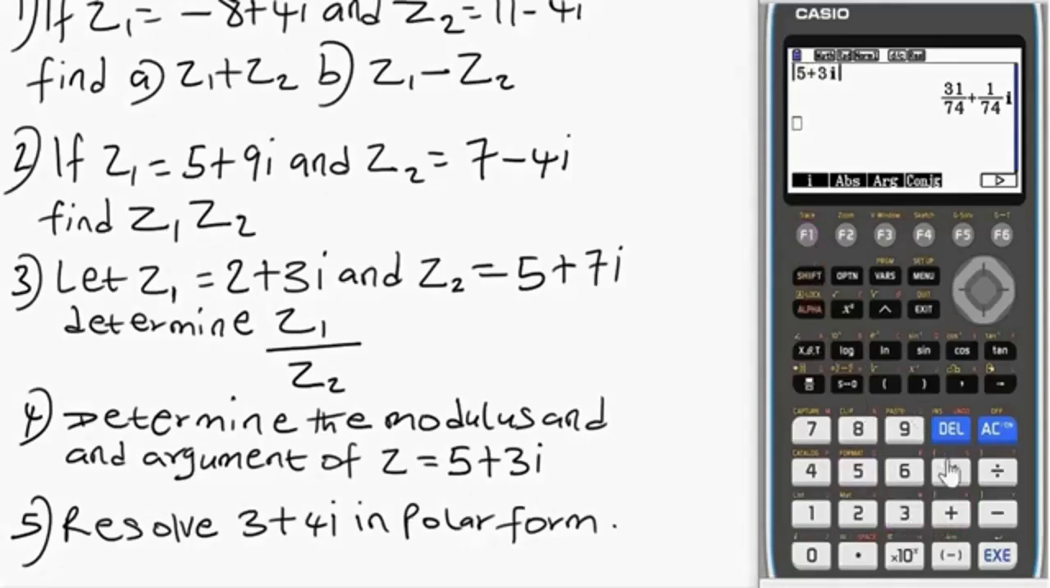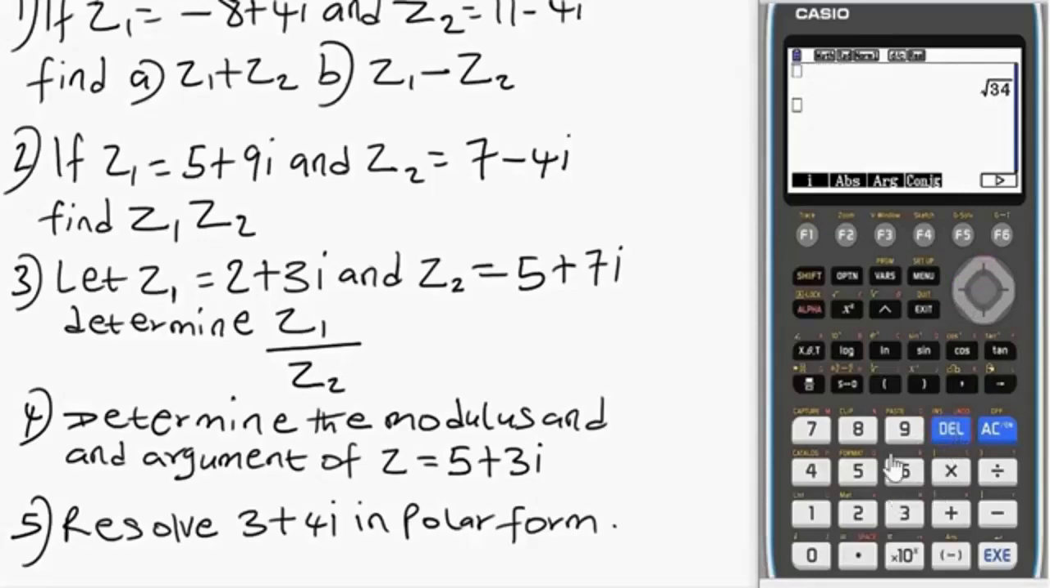Press the key now to get the answer. Square root of 34. Alright, so that's the answer to this modulus of the complex number. Square root of 34 is as simple as that, guys. Now to get the argument, all you have to do is adjust it here. Okay, delete everything here.